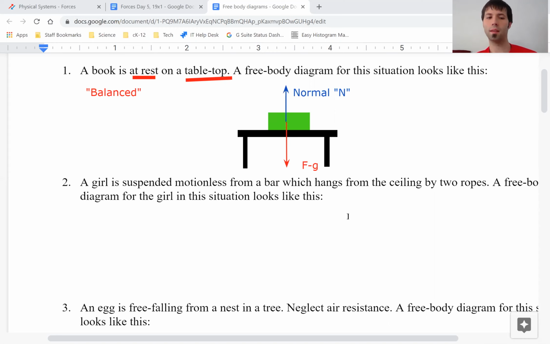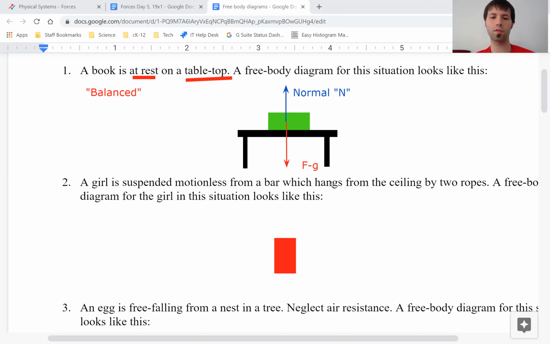Okay, let's look at the next one. Number 2: a girl is suspended motionless from a bar, which hangs from the ceiling by 2 ropes. A free body diagram for the girl in this situation would look like this. I'm not a good artist, especially on the computer, and I'm not going to take the time to draw a girl. So my girl is going to be just a box. Okay, there's my box.